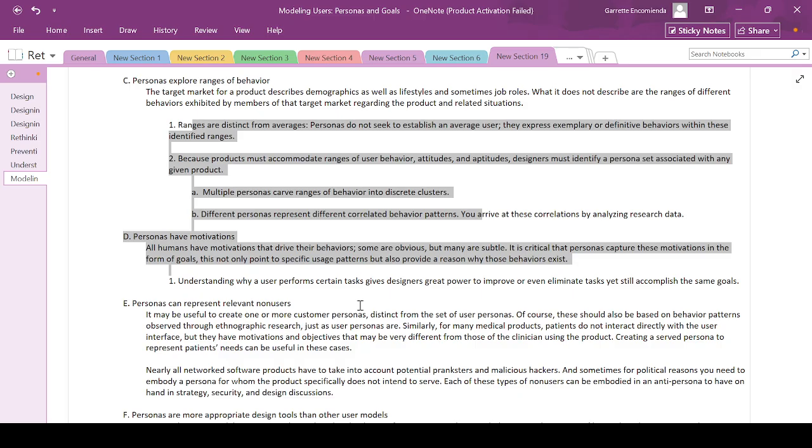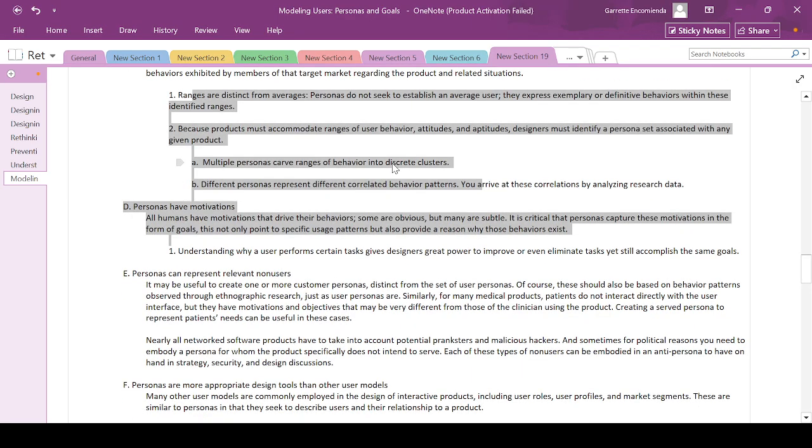Ranges of different behaviors are exhibited by different members in a complex adaptive market. Because products must accommodate ranges of user behaviors, aptitudes, and attitudes, designers must identify a persona set associated with any given product. Because you're trying to find these ranges and triangulation, you are more likely to find things that are proven true in all cases with different types of people.